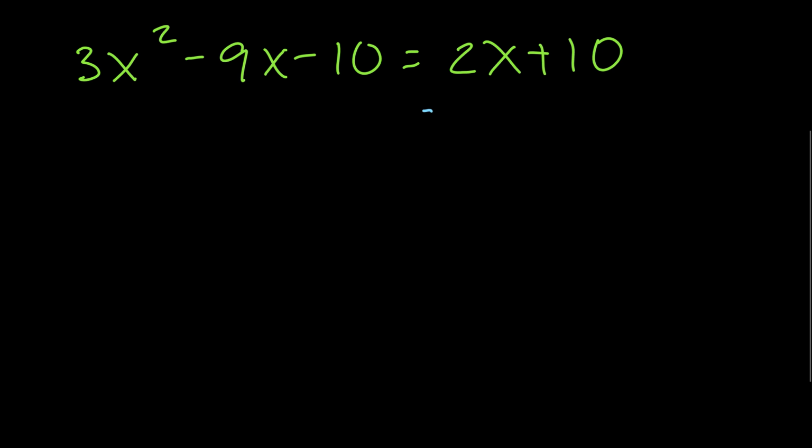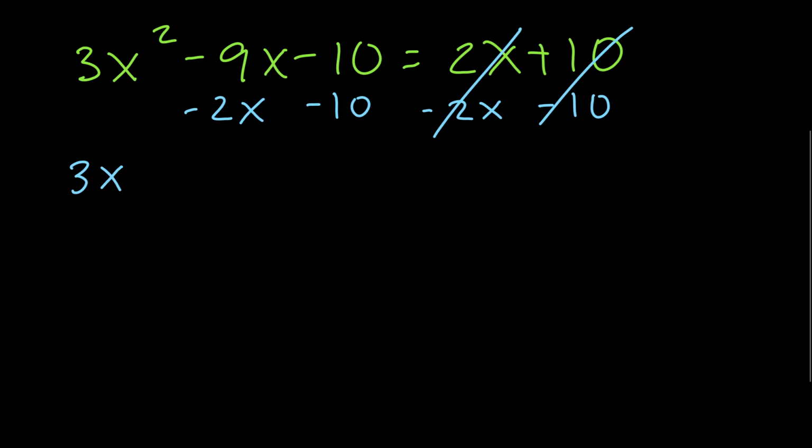Yeah. You get everything to one side. Set your equation equal to 0. So we subtract 10 over, and we subtract 2x over. And we end up with 3x squared minus 11x minus 20 is equal to 0. Now what? First look for a GCF. Is there one? No. So what should you try to do next?